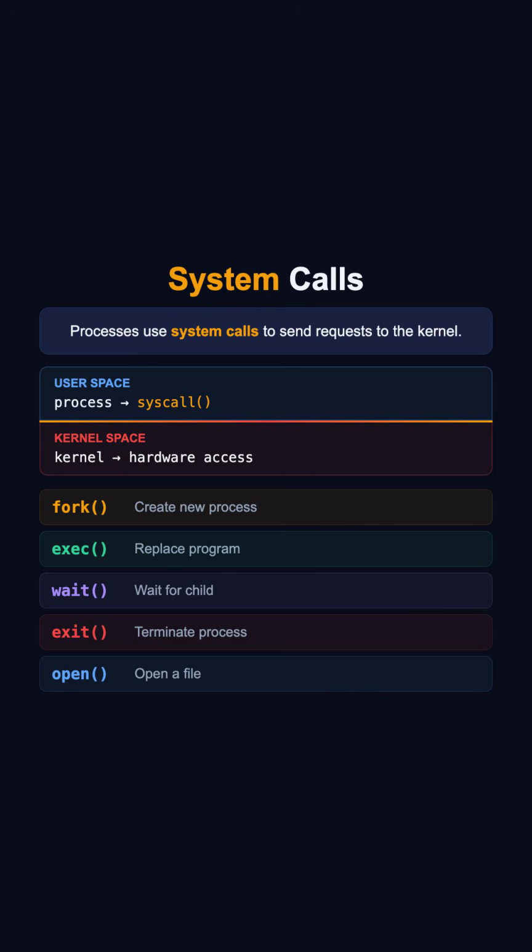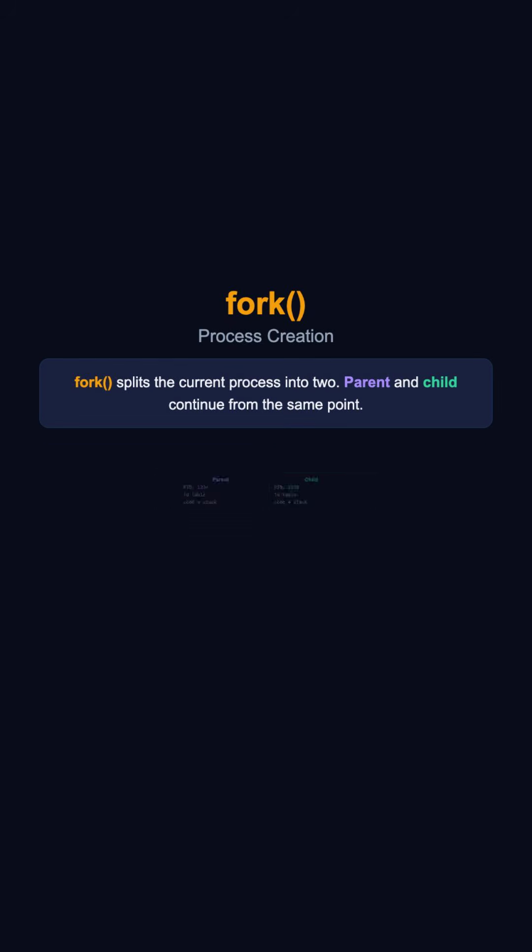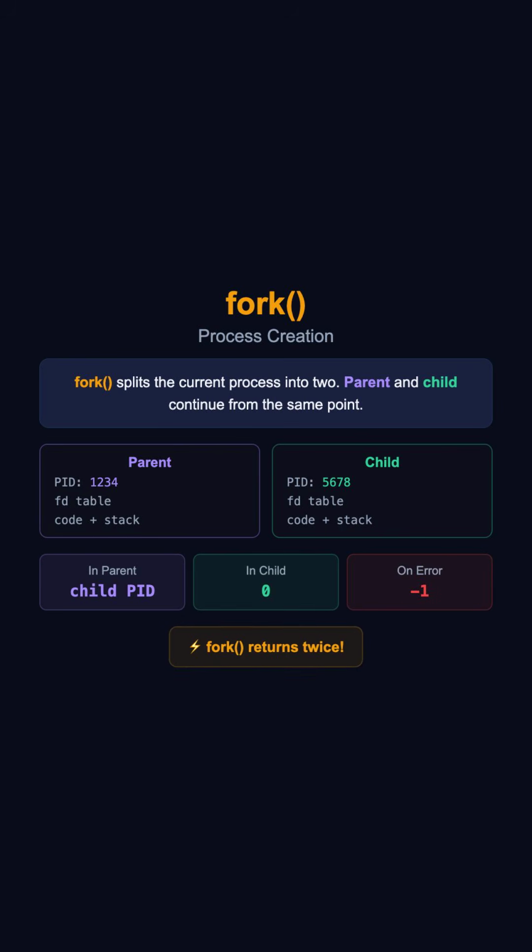The fork system call is the basic way to create a new process. It splits the current process into 2, parent and child. Here's the interesting part. Fork returns twice. In the parent, it returns the child's PID. In the child, it returns 0. On failure, it returns -1.